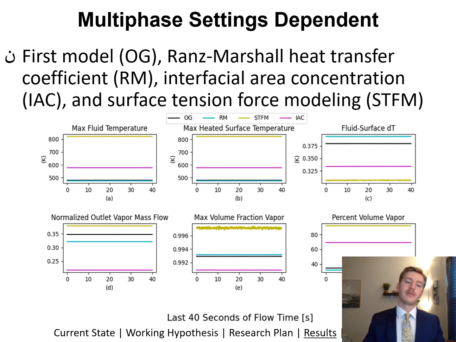Below are graphs of the point monitors of the first model and models using the Rans-Marshall heat transfer coefficient, interfacial area concentration, and surface tension force modeling. As can be seen from these graphs, the latter two settings had a massive impact on the results, while the Rans-Marshall heat transfer coefficient surprisingly didn't have that much of an impact.